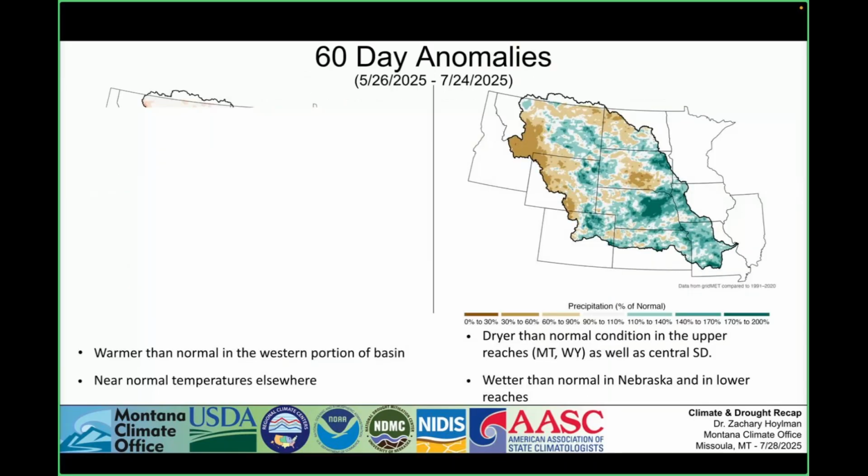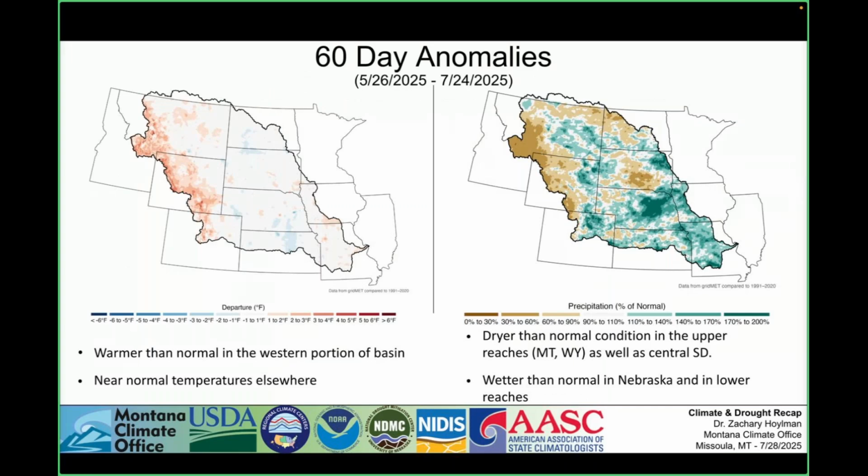Moving on now, I'm showing you temperature and precipitation anomalies for the last 60 days. On the left is the temperature departure from normal over those last 60 days. Here, white represents near normal conditions, blue represents cooler than normal conditions, and red to orange represents warmer than normal conditions. As you can see on the west side of the basin, especially in Montana and Wyoming, there has been consistently warmer than normal conditions, while the rest of the region has seen more moderate temperatures.